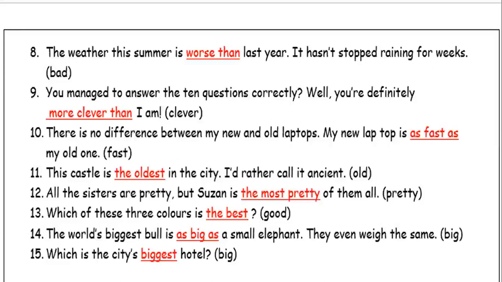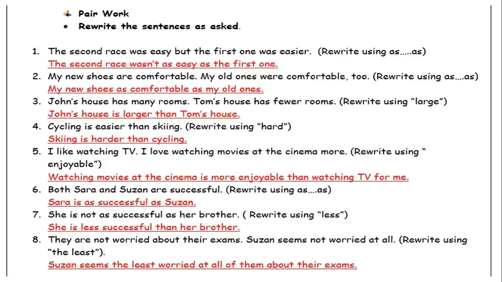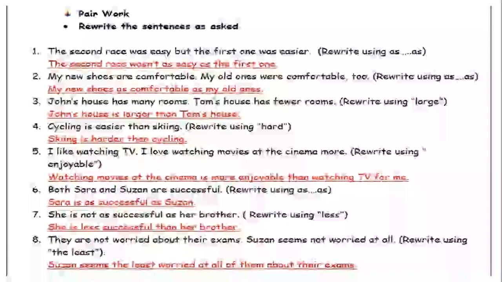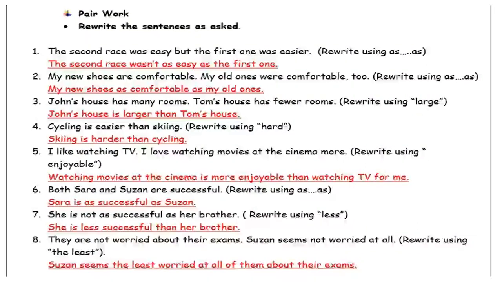Okay, now let's move to another page. Their work: rewrite the sentences as asked. The first sentence, the second race was easy, but the first one was easier. Rewrite using as. So we have here more equality and less equality. It's obvious that the first one has more equality and the second one has less equality. So the best answer is the second race wasn't as easy as the first one.